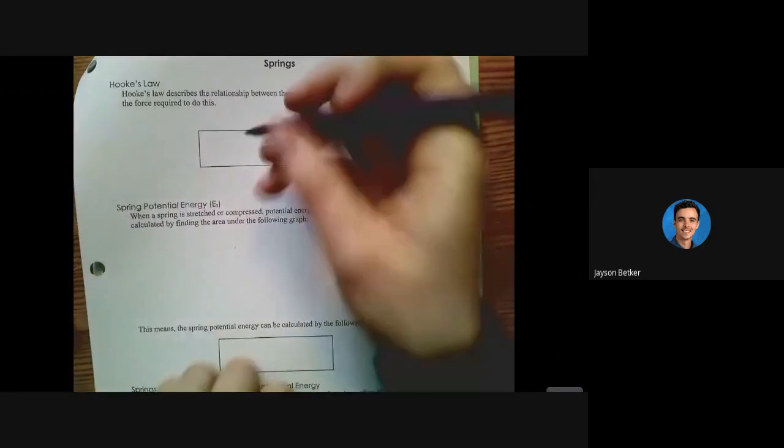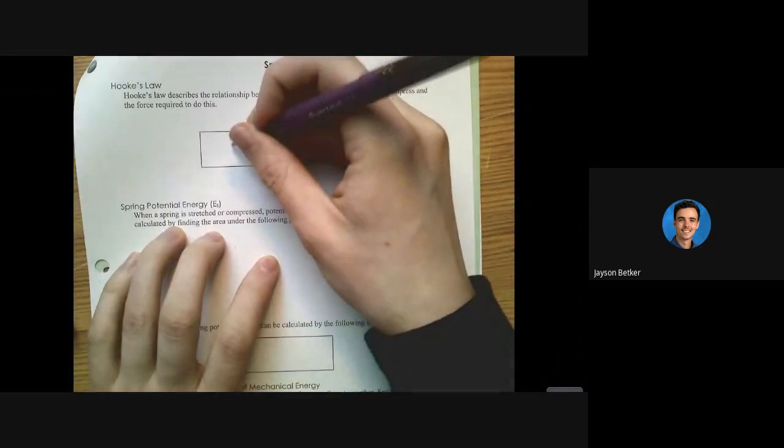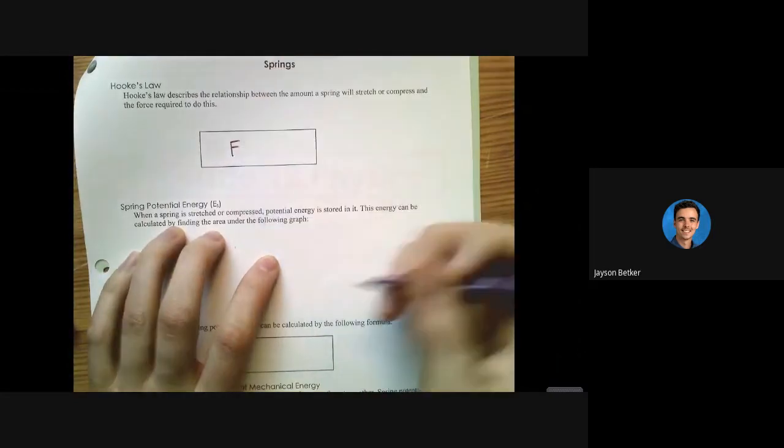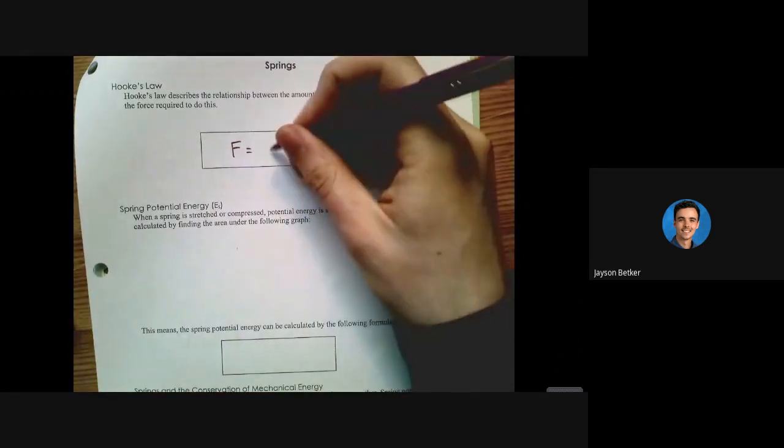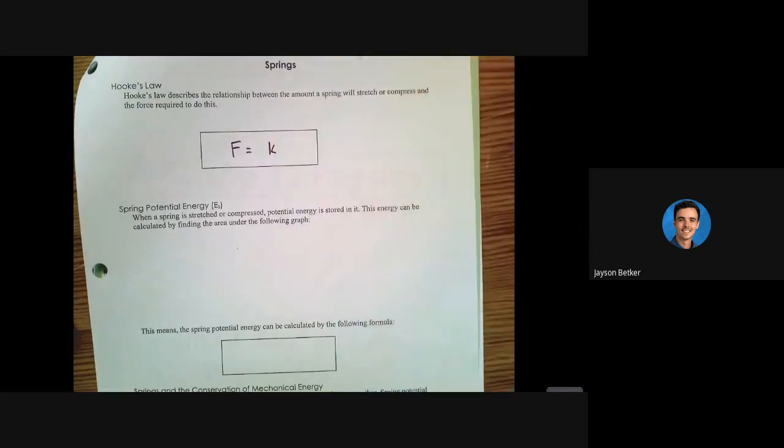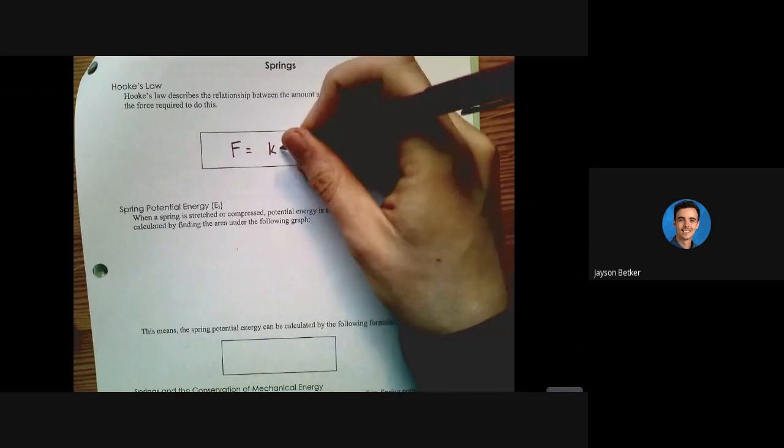What Hooke's law does is it relates the force required to stretch or compress a spring, and it is equal to something called the spring constant, which we have a lowercase k for, multiplied by x. Now, x in this scenario is the distance that it is stretched or compressed.